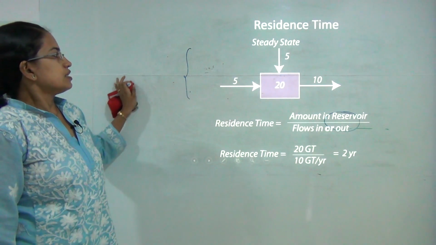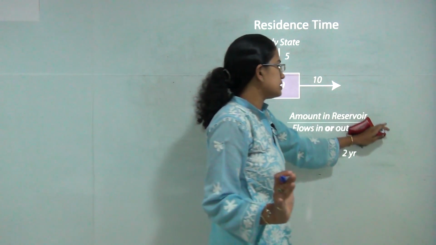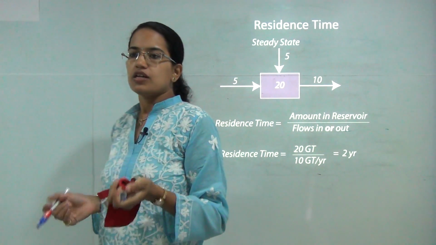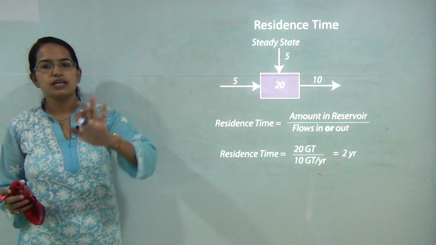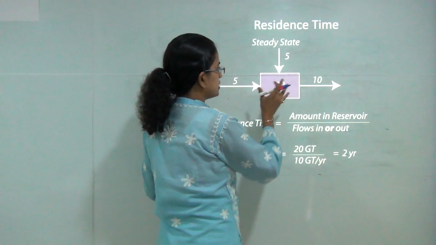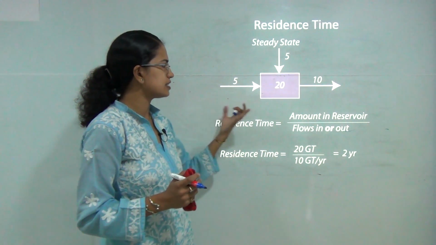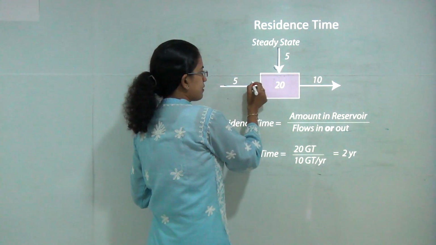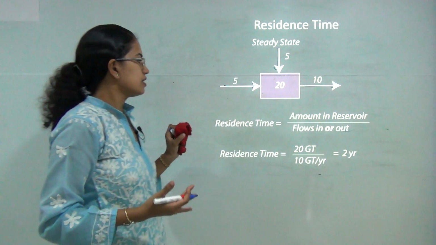Now the next important concept to understand is residence time. So residence time can simply be explained as rate of replacement. So if we are using a certain resource, the time in which that would be replenished back is known as residence time. So consider this box which has a capacity or amount of say 20. There is an influx of 5 and 5 and outflux of 10. Now what would be the residence time?